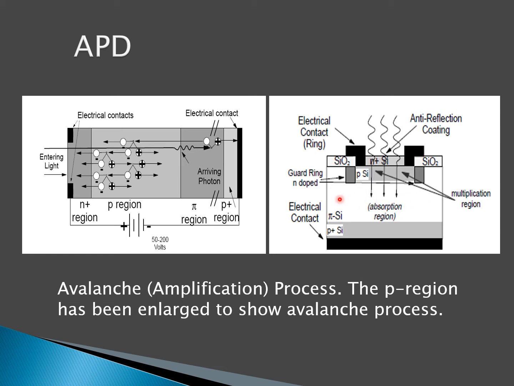The P region is where the amplification process will occur. You can see this is the P region, and this is where the amplification will occur. The figure for the P region has been enlarged to show the avalanche process. You can see this is the pi region, this is the P region, this is the P type, and this is the N type. This is the structure of the APD photodiode.